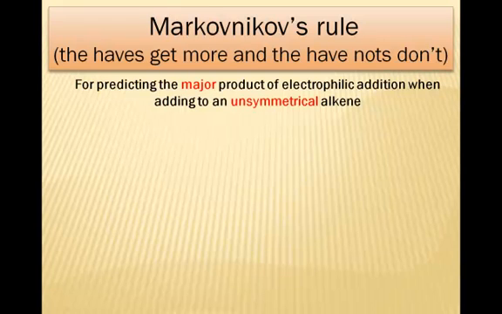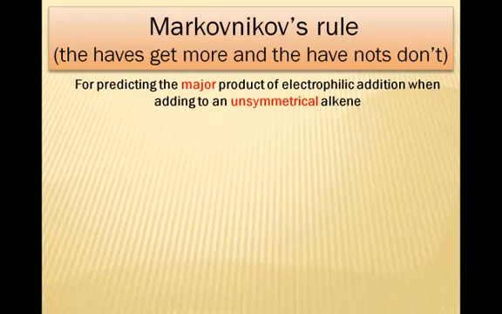You also may hear this pronounced Markovnikov. You also may see this spelled differently. Markovnikov's rule is named after a famous Russian chemist. Markovnikov's rule is used for predicting the major product of an electrophilic addition when you're adding to an unsymmetrical alkene.